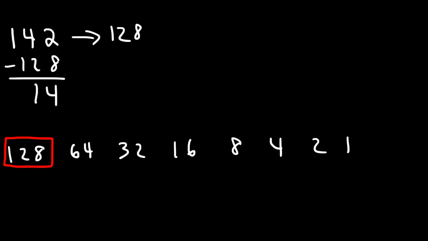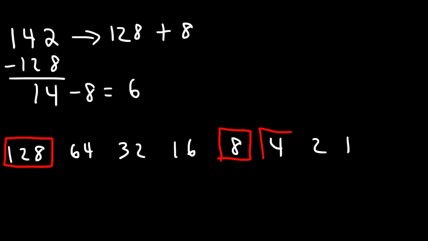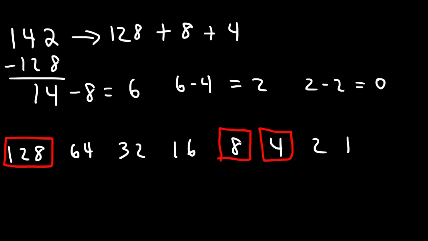The next highest number just under 14 is 8. 14 minus 8 will give us 6. Now the next highest number under 6 is 4. If we subtract 6 by 4, that will give us 2. And then 2 minus 2 will give us 0. So we could stop, and you could check it. 128 plus 8 plus 4 will give you 142.